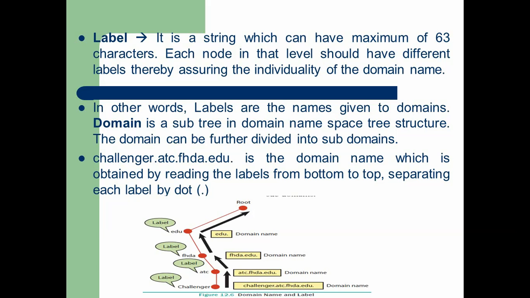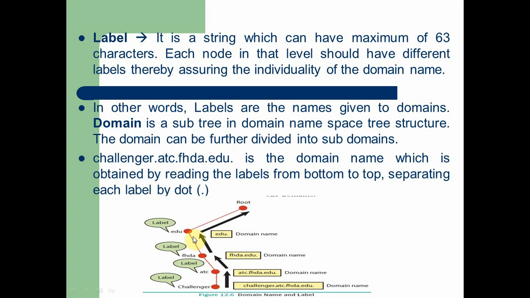For example, take the website challenger. The URL challenger.atc.fhda.edu is the domain name, which is obtained by reading the labels from bottom to top. So from bottom to top, here we start with challenger at the bottom, and the top one, that is the level 0 point, is edu. In the diagram you can see the hierarchy of this web page. From the root there is an edu domain and another subdomain, fhda. In the same way, there is another domain, atc, and another domain name called challenger.